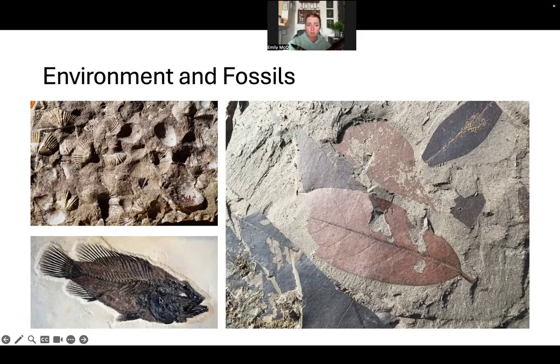But yeah, they were buried very quickly in there. And you can go out to Wyoming, and they allow people to take them because there's so many of these fish fossils. They're incredible. And then finally, we have these leaf fossils.